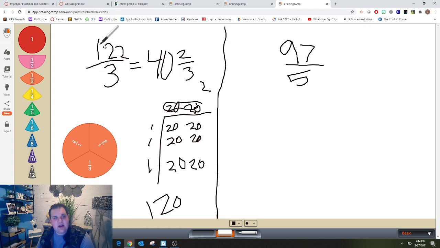So what I did here is I knew that in one whole there was 3, so I decided I would just take all of those pieces and divide it into groups of 3. So I took 122, divided by 3. I started by putting 20 pieces in each group. That gave me 20 wholes. Then I put 20 more pieces in, and that gave me 20 wholes. Now I have 40 wholes and 2 thirds. So that is my answer. I want you to try for 97 fifths, and we will check together.